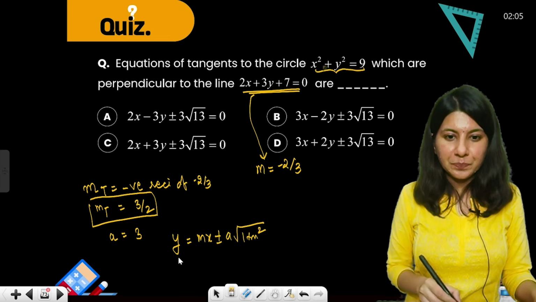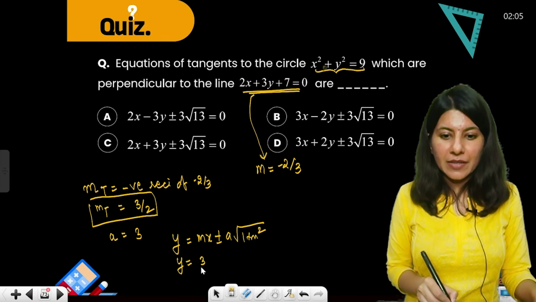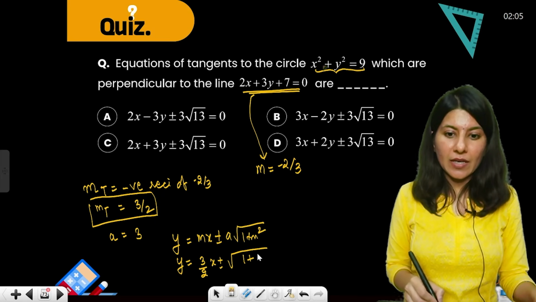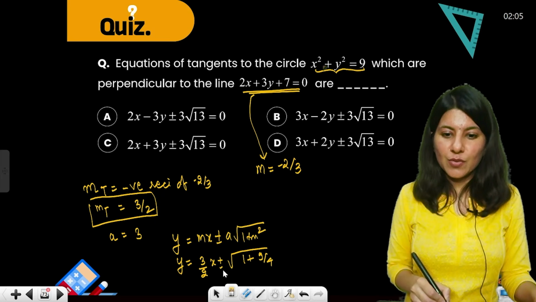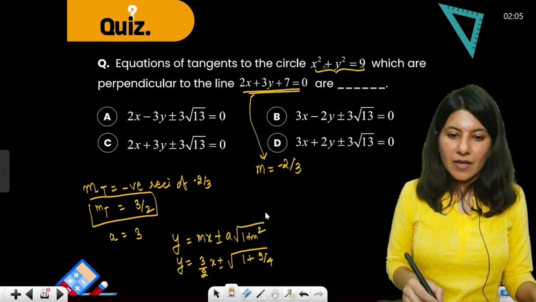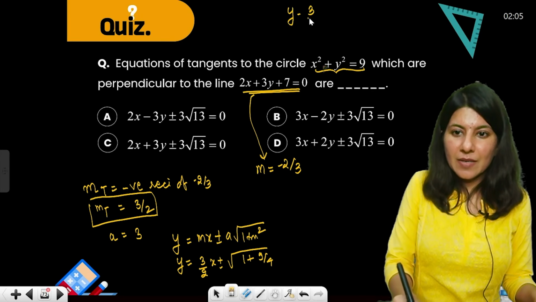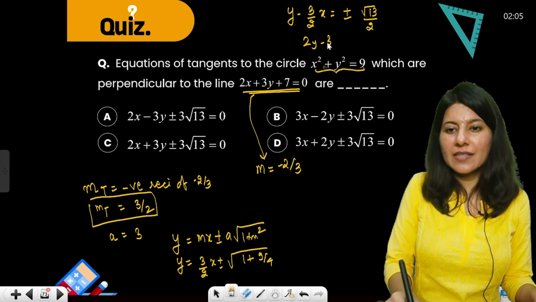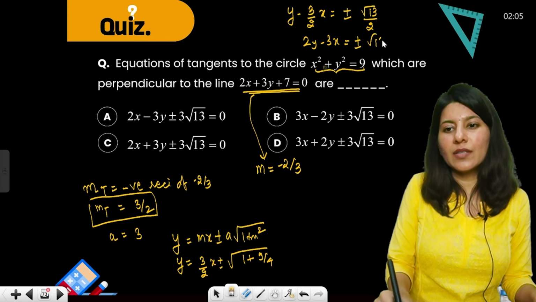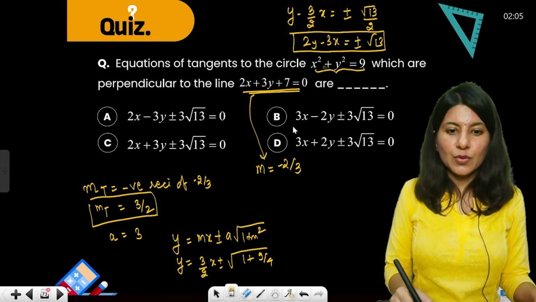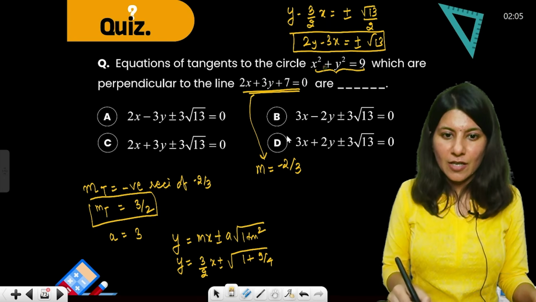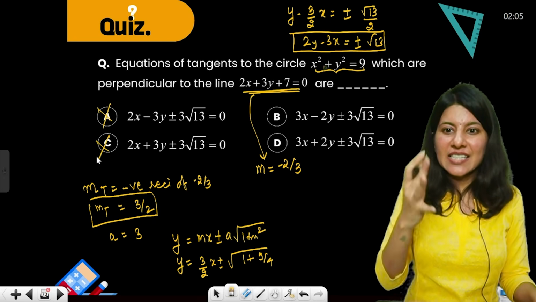So clearly y equals 3/2 x plus minus square root of 1 plus m square. So 9/4, so this is going to become y minus 3/2 x equals plus minus square root of 13/2. So 2y minus 3x equals plus minus root 13, right? So 2y minus 3x. A and C are wrong.